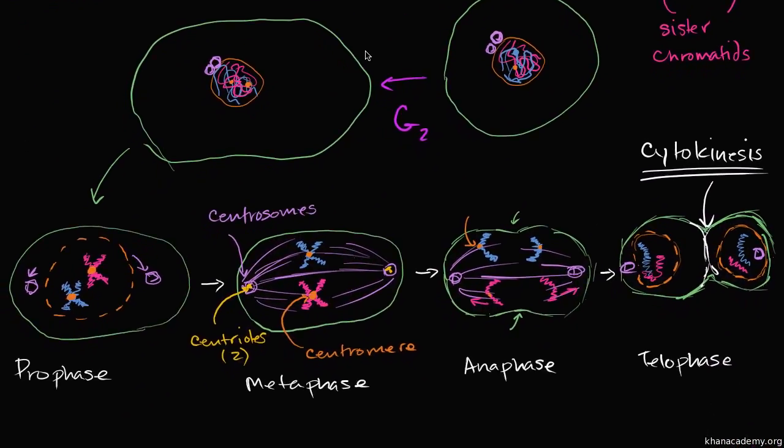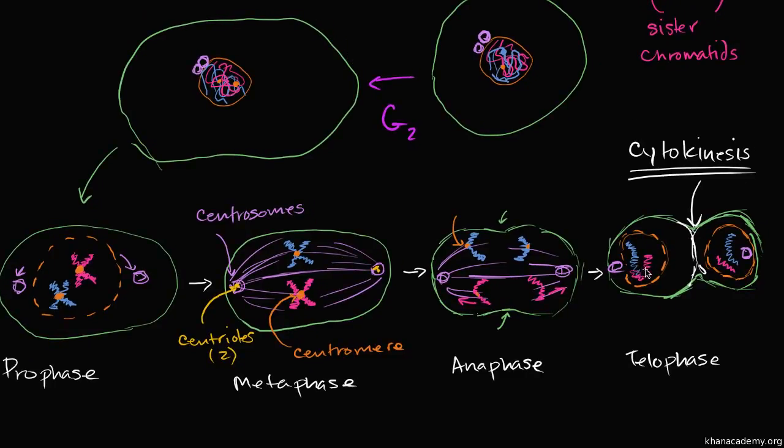Now, each of these two cells are going to go through interphase. G1, S phase, replicate their DNA. G2 phase, grow some more, and then go through mitosis again. And then these two will turn into 4 cells. Anyway, hopefully you enjoyed that.